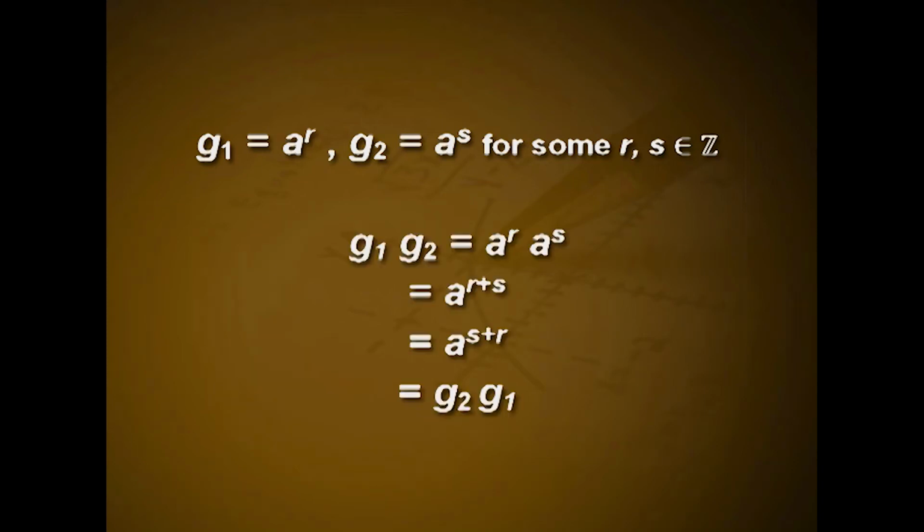A cyclic group is necessarily abelian because, given g1 and g2 in G, we have g1 is equal to a raised to r and g2 is equal to a raised to s for some r and s in Z, so that g1 g2 is equal to a raised to r into a raised to s, which is equal to a raised to r plus s, which is equal to a raised to s plus r, which is equal to g2 into g1. An example: show that the group Z with the operation plus is cyclic with the generator 1.